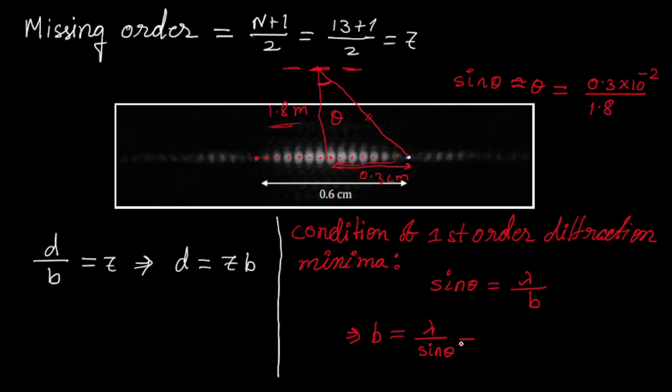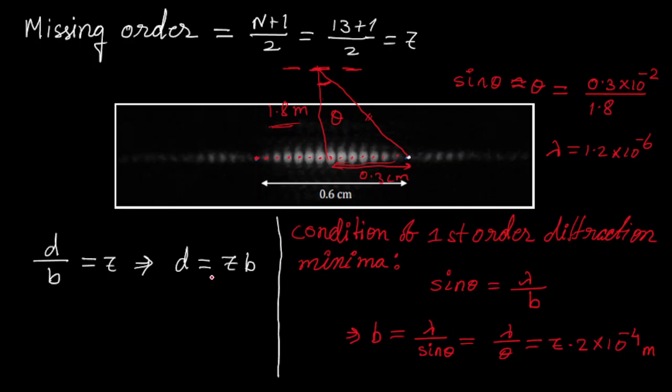So if you put this here, lambda divided by theta, and put the value of theta here, you will get the value of b. You know the value of lambda also. Lambda is given in the question as 1.2 micrometer, that is 1.2 times 10 to the power -6 meter. So if you put all these values here, you will get b is equal to 7.2 into 10 to the power -4 meter. So this is the value of b.